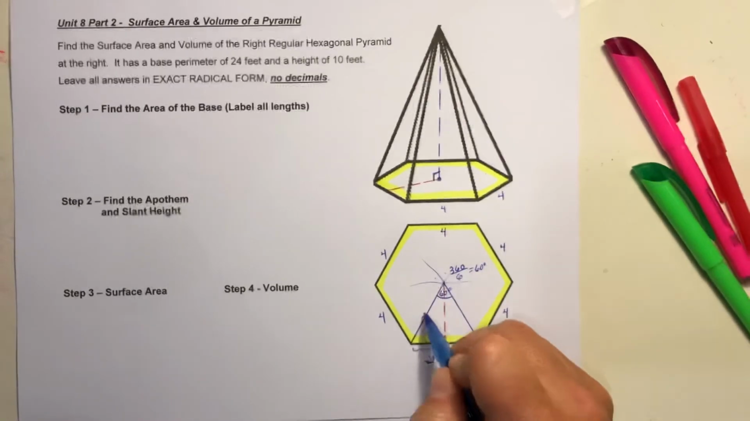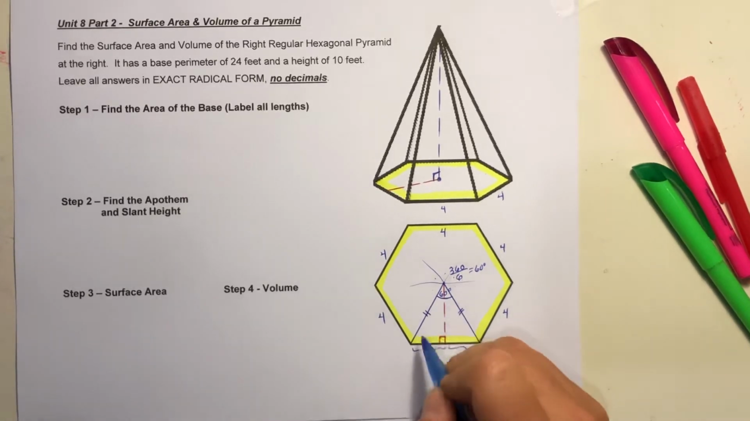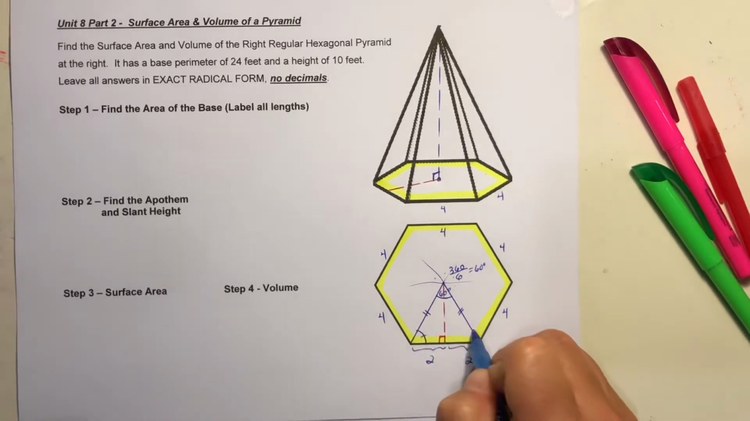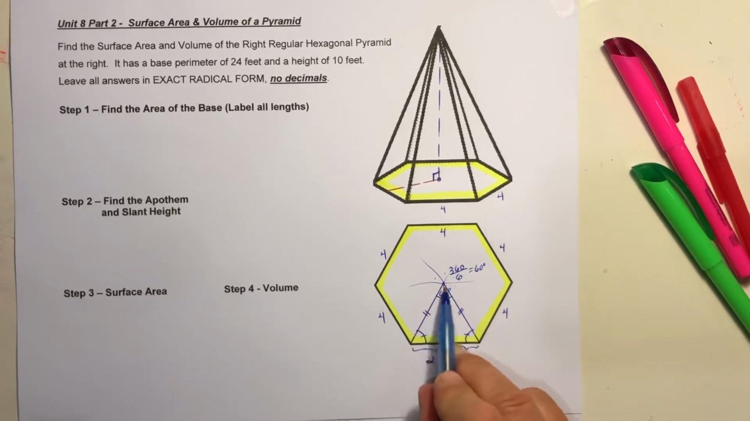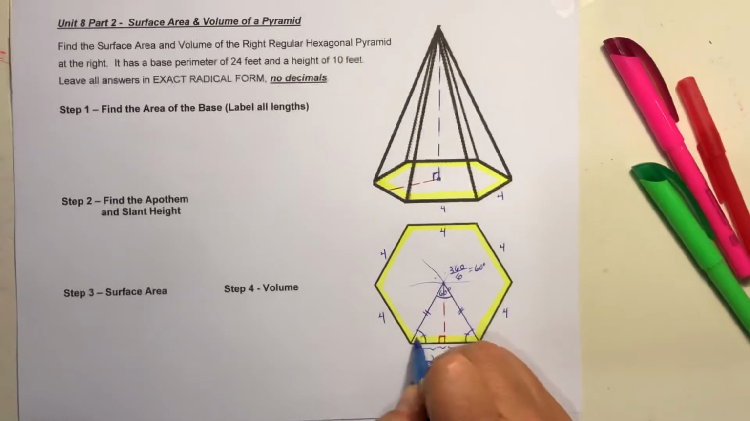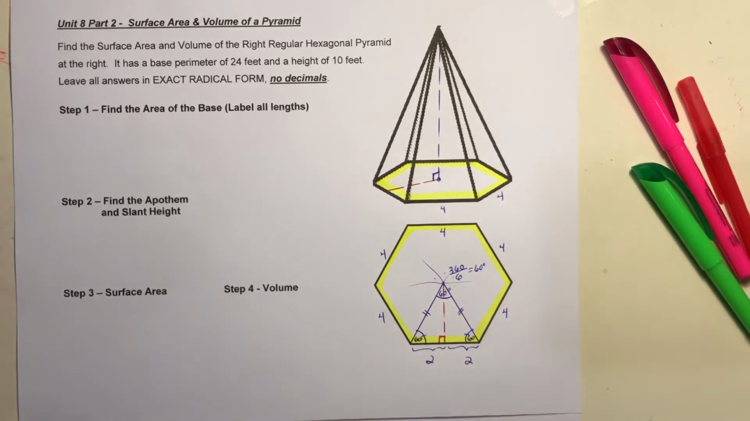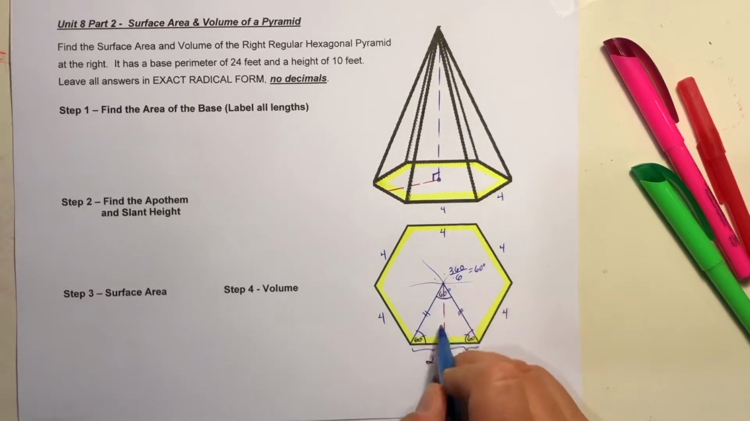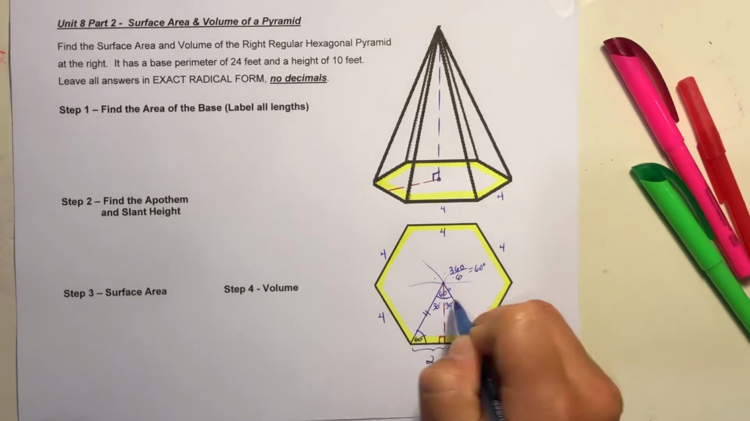Now, this triangle has 2 equal sides as well. So that means this angle and this angle are congruent. 180 minus 60 is 120, divided up equally gives us an equilateral triangle here. Remember, this happens in hexagons only. This is a special case. So I have an equilateral triangle here, and when I draw the height of it, it's going to split that 60 degree angle into 30 degrees.